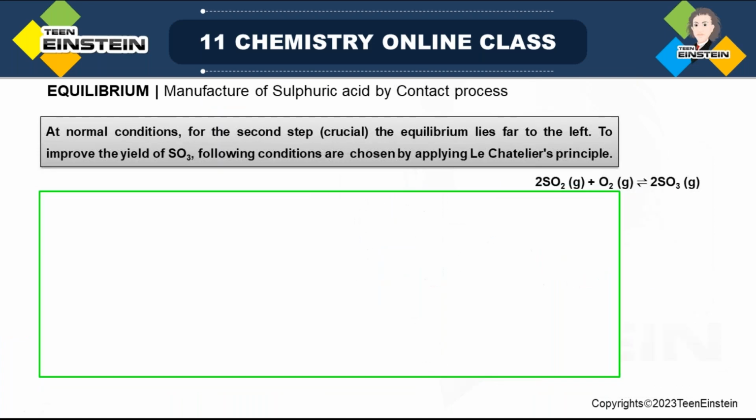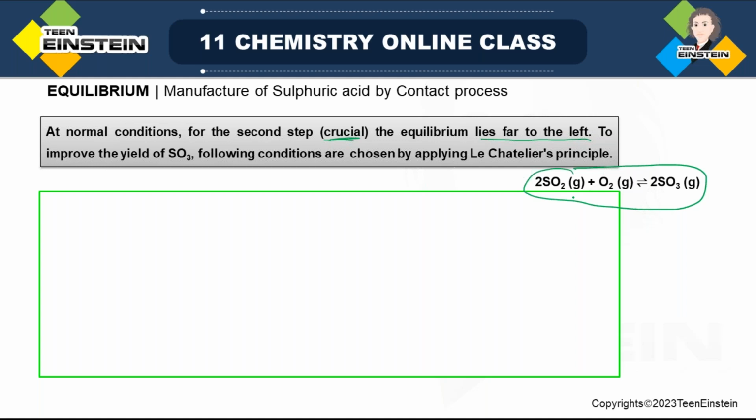Next, we are going to focus on the second step. So this is the second step, right? At normal condition for the second step, which is the crucial step, the equilibrium lies far to the left. It means that once the equilibrium is reached, in the reaction mixture, mainly there will be presence of SO2 and O2. That means the SO3 amount is very, very less.